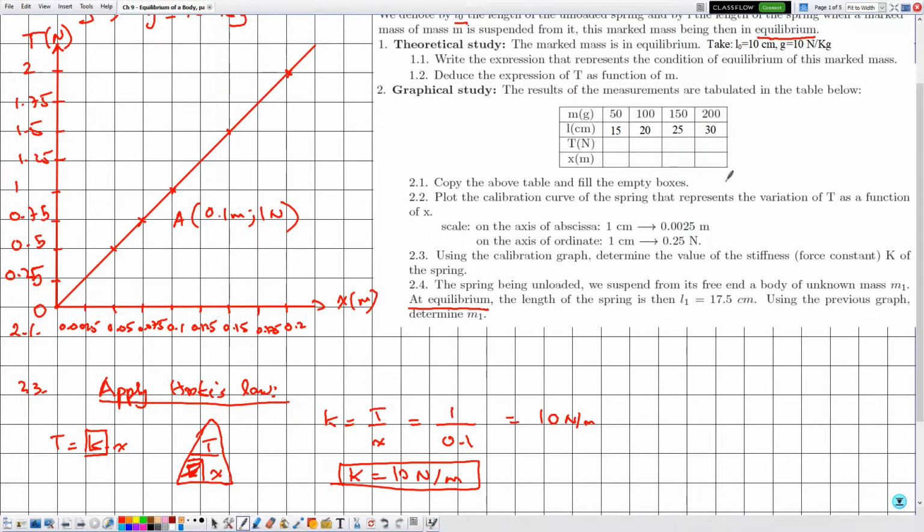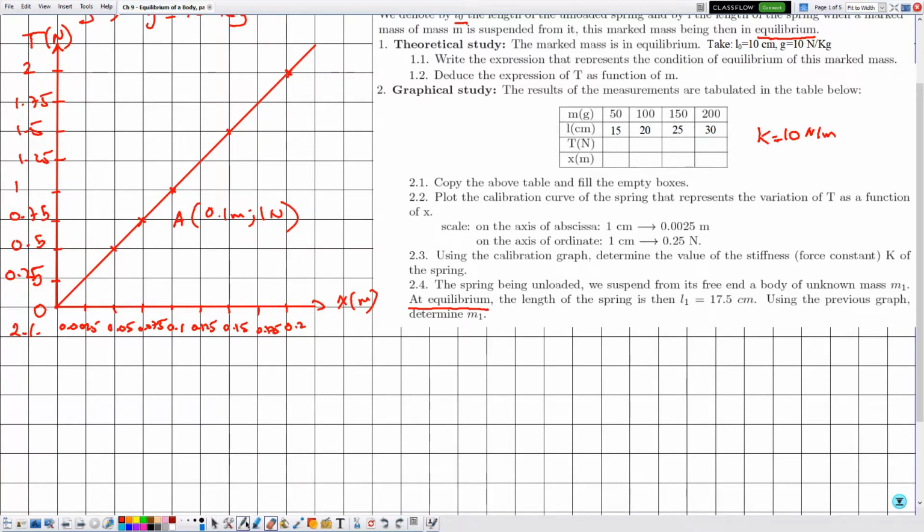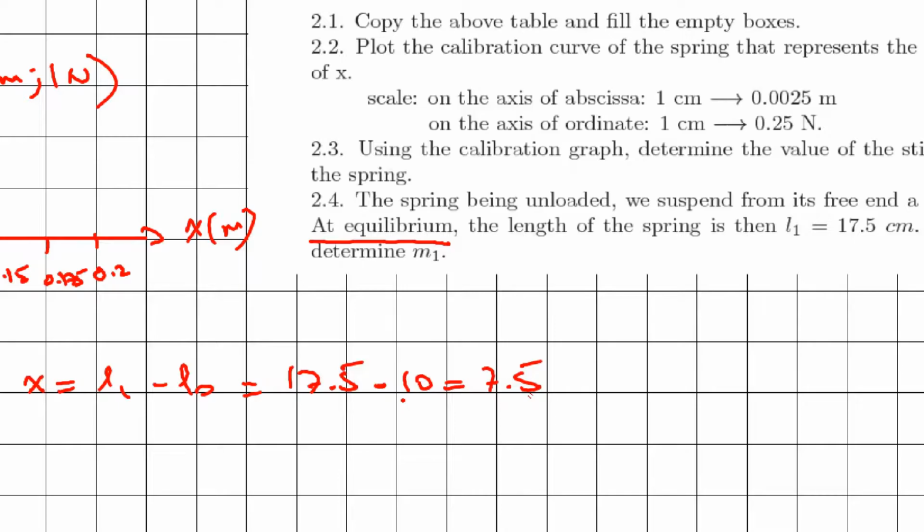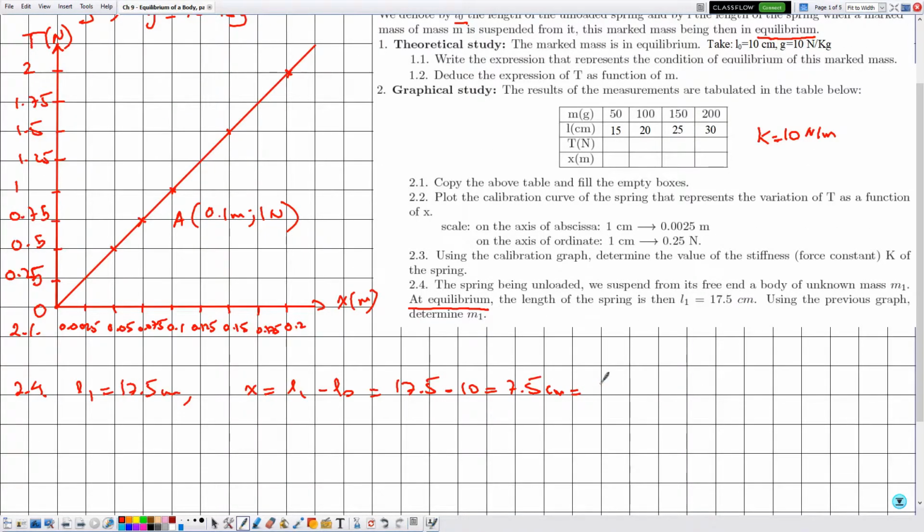So let me say that here we have that k is equal to 10 newtons per meter. I don't know if we are going to use again the value of k. Let me see. Let me make some space here again. Now in 2.4, knowing that the final length is given by 17.5 centimeters, then x, which is equal to L1 minus L0, is given by 17.5 minus 10, which is equal to 7.5. Since both are expressed in centimeters, this is in centimeters. Then because the axis is labeled by meters, we need to convert it to meters. Then 7.5 divided by 100 is equal to 0.075 meters. Then we know the elongation.